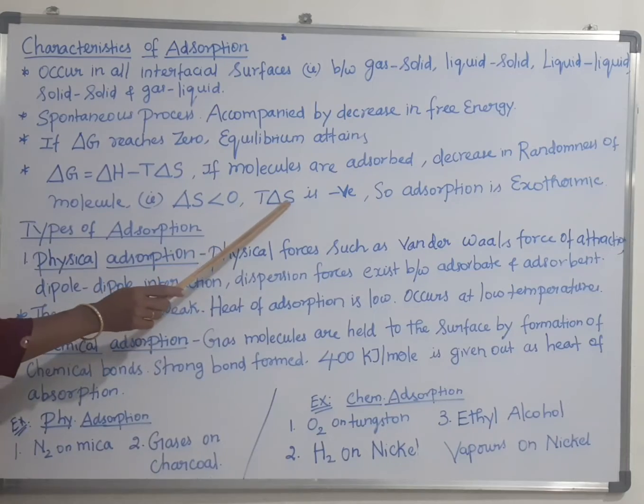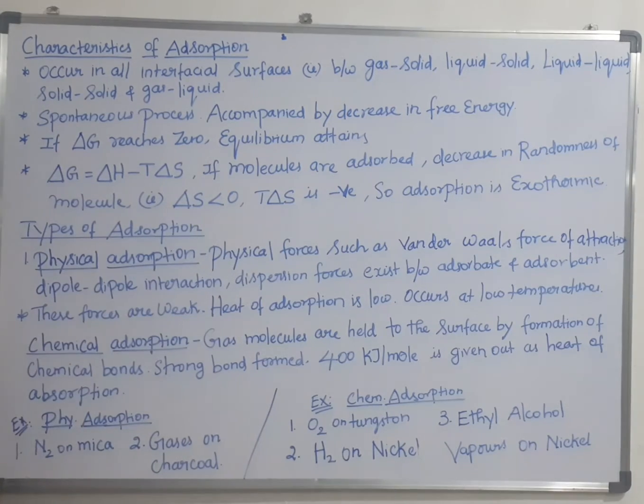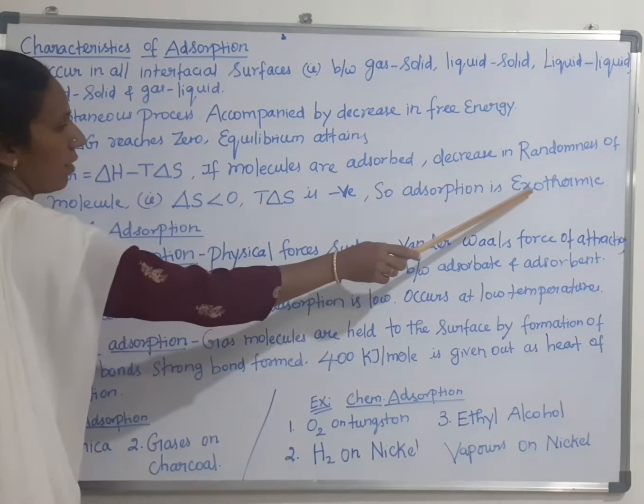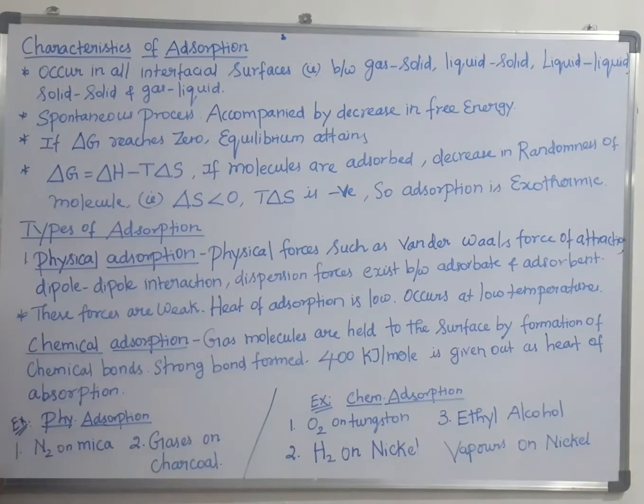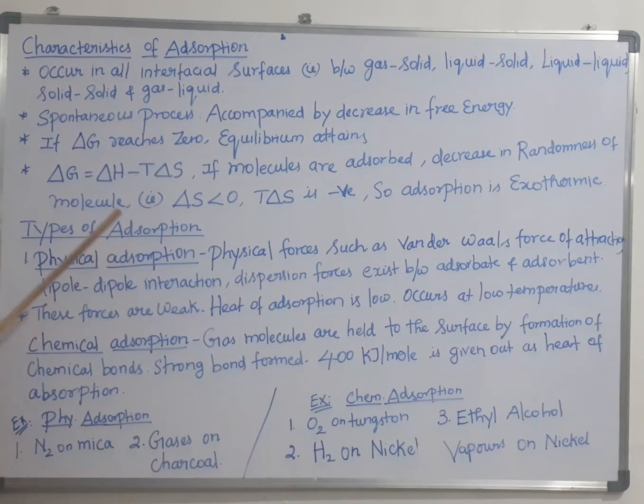So T delta S becomes negative. So adsorption is exothermic. So the adsorption process is exothermic. Exothermic means the evolution of heat. That is called exothermy. So these are the four characteristics of adsorption. Next one, we will see about the types of adsorption.